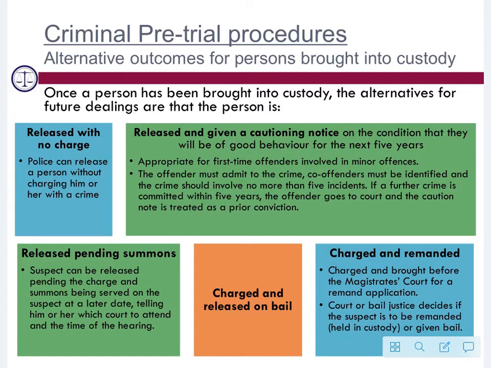This is usually appropriate for first-time offenders involved in minor offences. The offender has to admit to the crime, co-offenders must be identified, and the crime should involve no more than 5 incidents. If a further crime is committed within 5 years, the offender goes to court and the caution note is treated as a prior conviction.